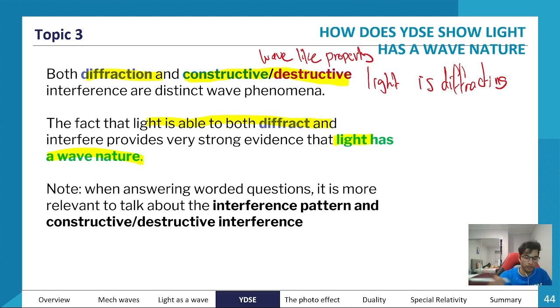And just a quick note, when you're answering questions about Thomas Young, you want to be talking about interference patterns and constructive and destructive interference, because these show that light is diffracting. And if light is diffracting, then it has to be a wave. And essentially, that's how you would answer these worded questions.